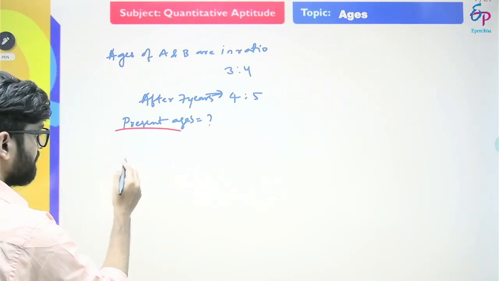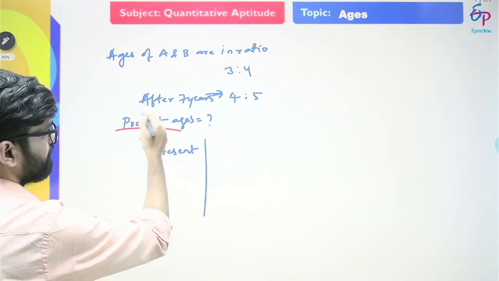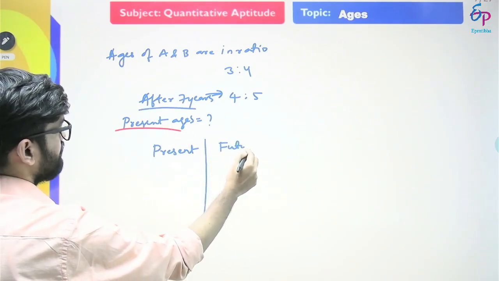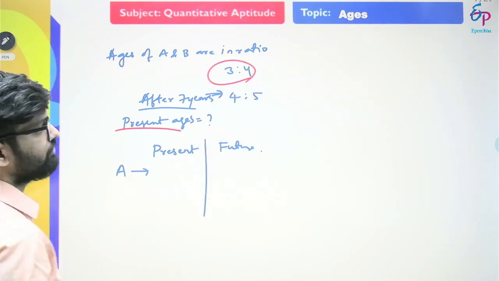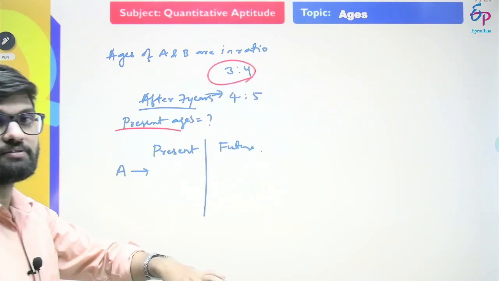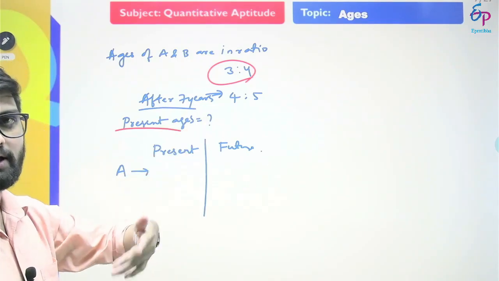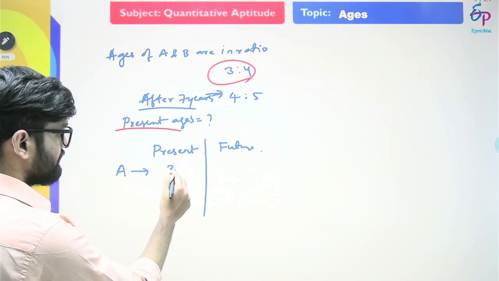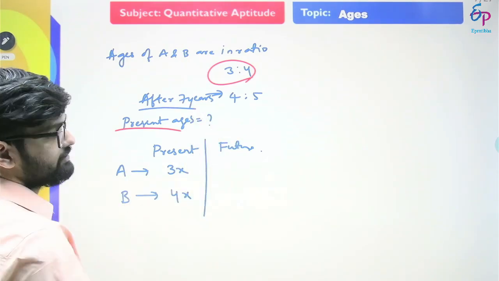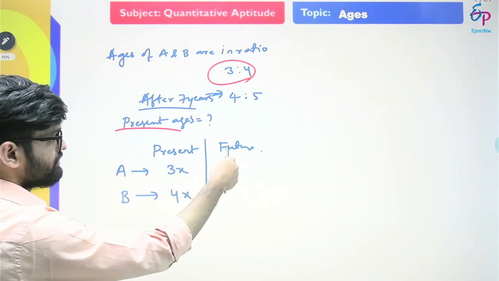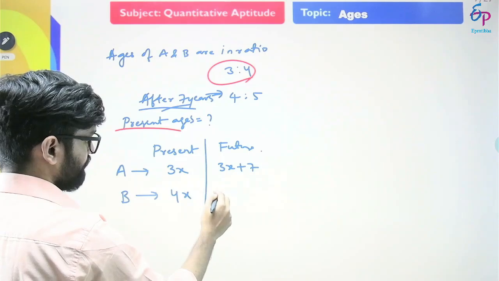Now let me take present and future only, right? After means future. Suppose A's present age, whenever they are giving the ratio, this is 3:4. I will tell you the shortcut method as well, but see the lengthy method also. 3:4 means you can write it as 3x and 4x. A's value is 3x and B's value is 4x. X cancels, it still remains 3 and 4. After 7 years, what is the future age? This is 3x plus 7 and this is 4x plus 7.